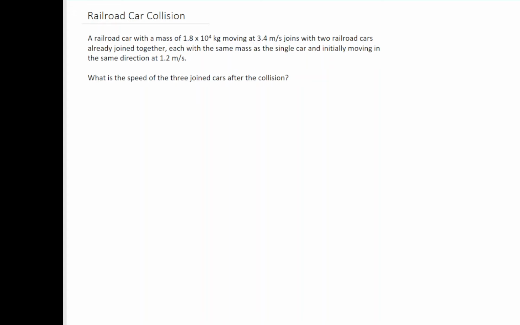In this problem, we have a series of train cars colliding on tracks, which present us with a classic conservation of momentum problem. Let's start with drawing a picture. We've got one railroad car moving with some velocity, and it collides with two more cars that are already connected together that are also moving in the same direction. Right, so we get this collision here, and they give you a mass.